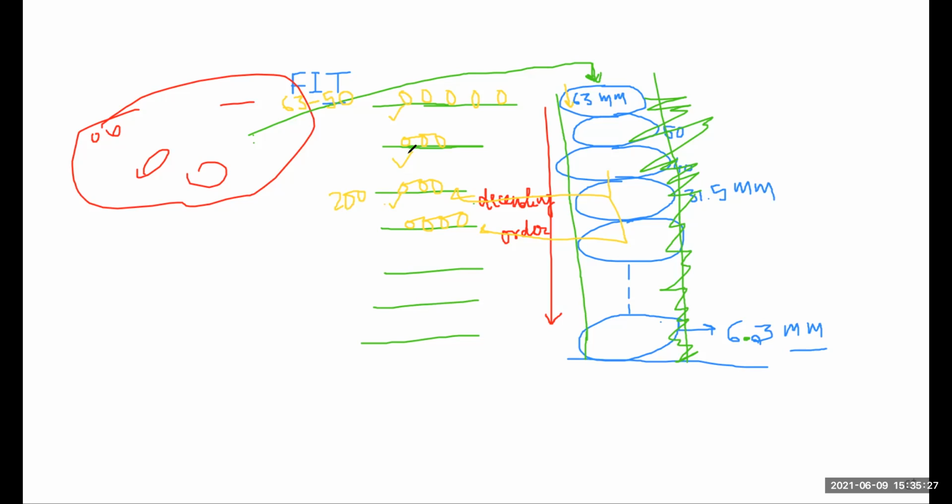So here you also take 200 aggregates. From this fraction you also take 200 aggregates. You separate out those 200 aggregates. From this fraction you separate out your 200 aggregates, and from this fraction you also separate out your 200 aggregates.